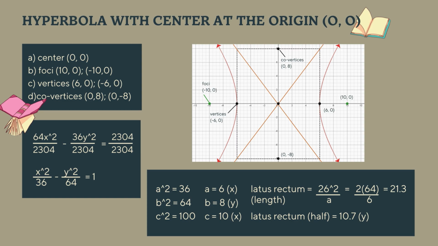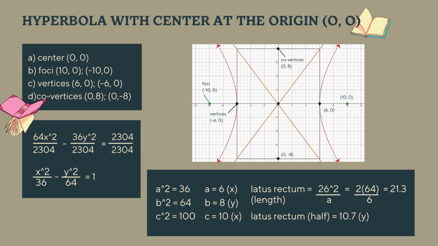In order to find the c squared, we add 64 and 36, the values of a squared and b squared, and we come up with 100, which is our c squared. Next, we're going to find our a, b, and c. All we need to do is take the square root of the values of a squared, b squared, and c squared. The square root of 36 is 6, the square root of 64 is 8, and the square root of 100 is 10.